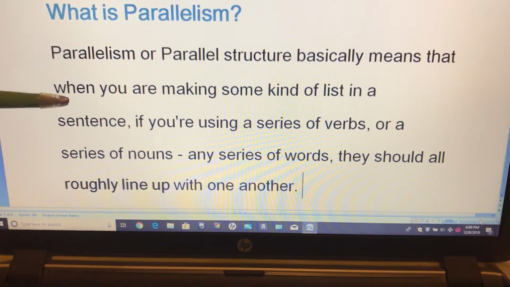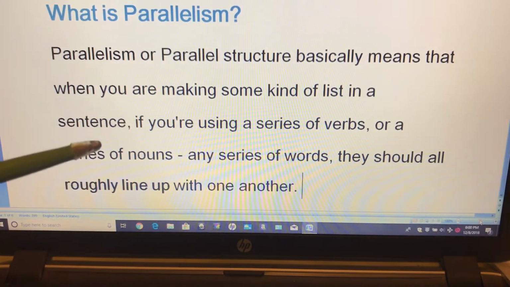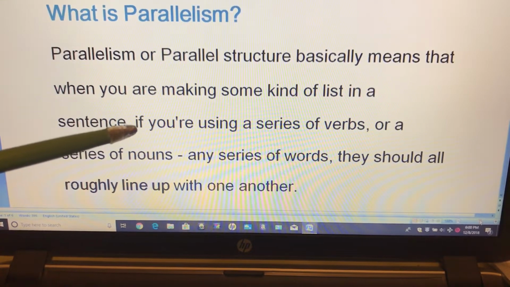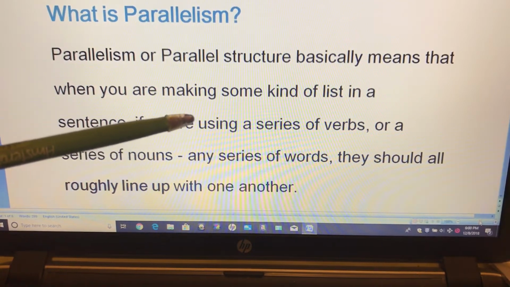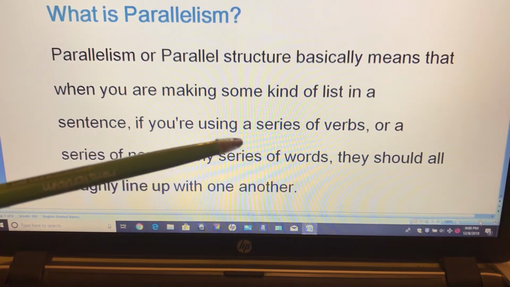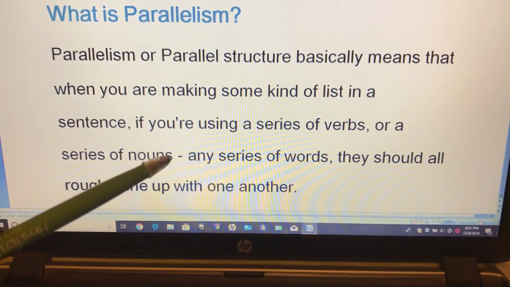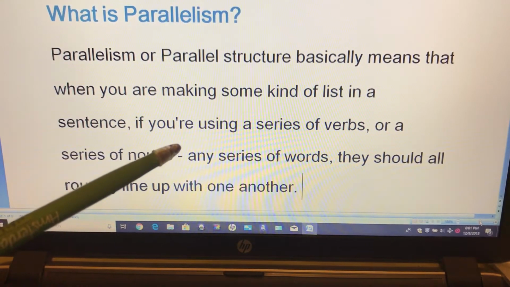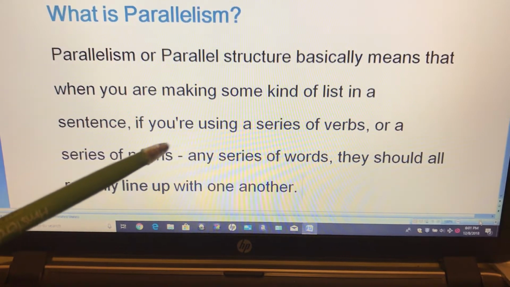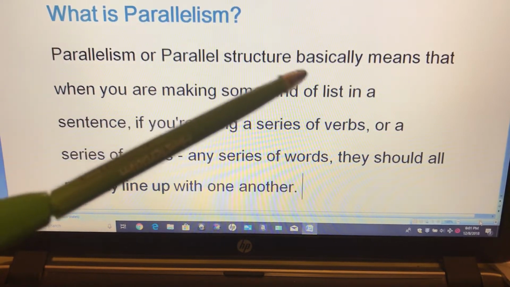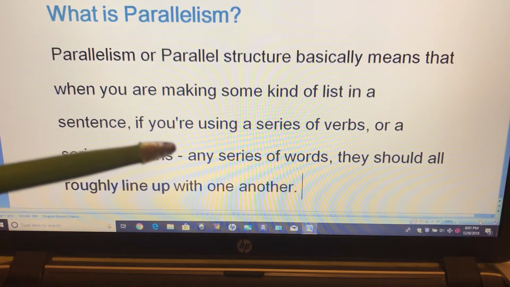So parallelism or parallel structure basically means that when you're making some kind of list in a sentence, okay? So we just talked about what parallelism in writing does, what the benefits are. এটা লেখাকে সুন্দর করে, তুমি যখন কথা বলো, it makes you sound good, it makes you sound nice, it does not sound harsh to the ears, okay? So parallel structure হচ্ছে গিয়ে basically when you're making some kind of list in a sentence, and I will give you an example of that.